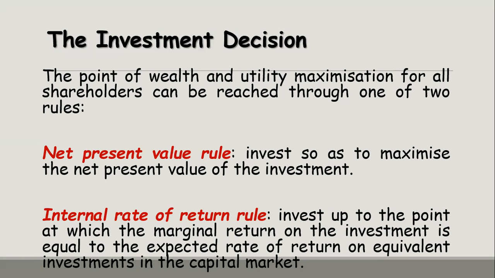The second one is the internal rate of return rule. Invest up to the point at which the marginal return on the investment is equal to the expected rate of return on equivalent investment in the capital market. So here the management is expecting a minimum return equivalent to the return on the capital market.